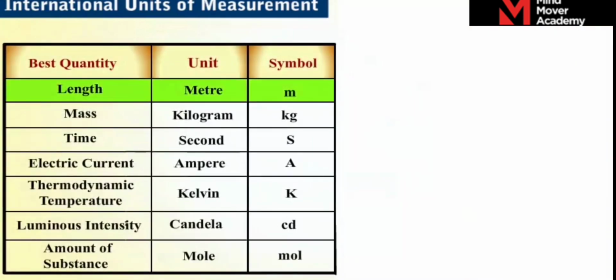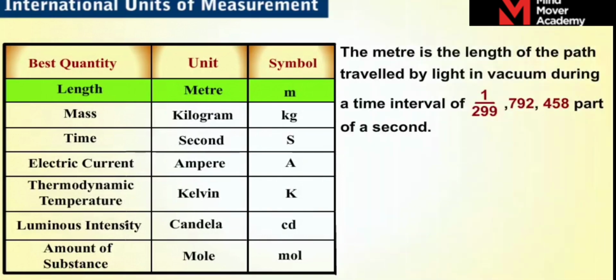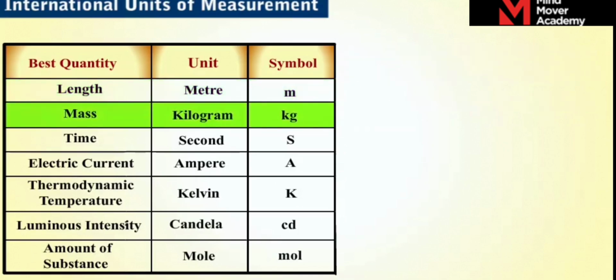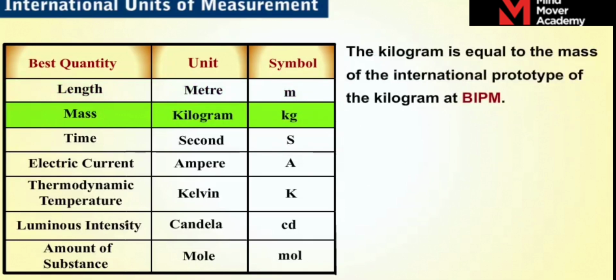Length is measured in meters, denoted by the small letter m. Meter is the length of the path traveled by light in a vacuum during a time interval of approximately 1/300 millionth of a second. Mass is measured in kilograms, denoted by small letters kg. Kilogram is equal to the mass of the International Prototype of the Kilogram, a platinum-iridium alloy cylinder kept at the International Bureau of Weights and Measures in France.